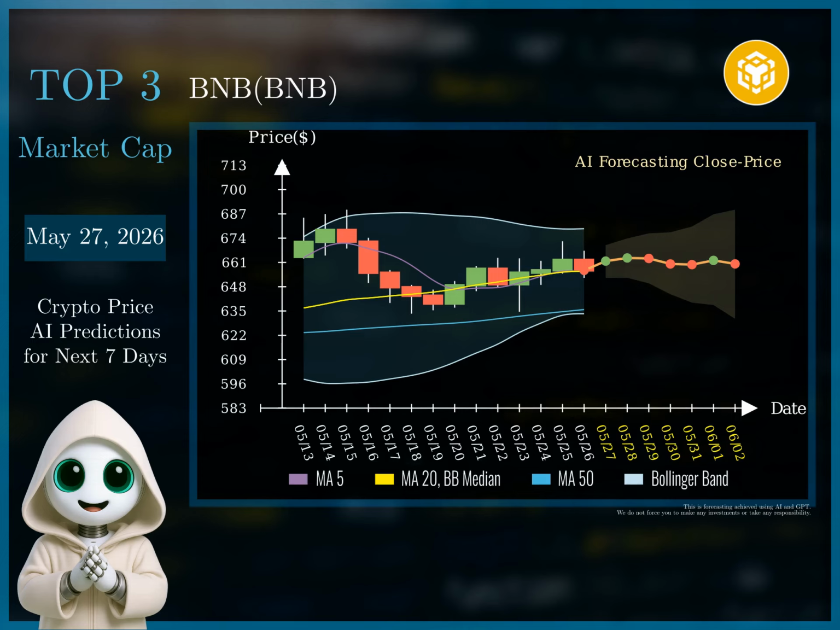Conversely, if the price touches the lower band of $634, it signals a potential oversold condition. Enter a long position at $634, with a stop loss at $639 and a target price of $650. This combined approach, utilizing RSI and Bollinger Bands, allows for dynamic adjustments based on market conditions, maximizing potential returns while mitigating risk.